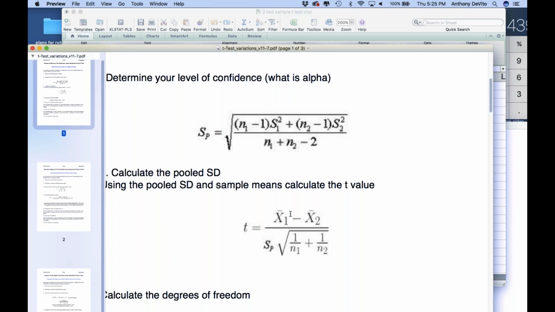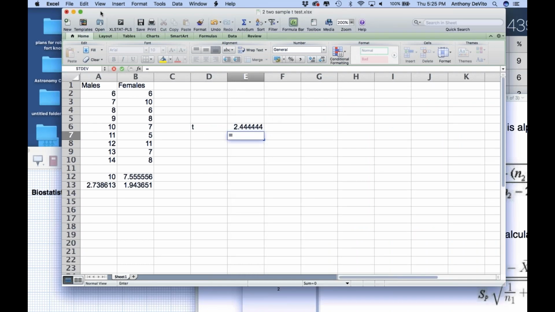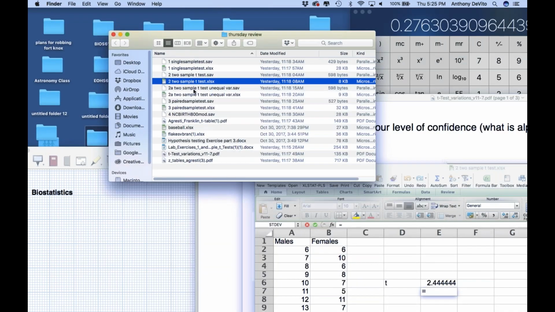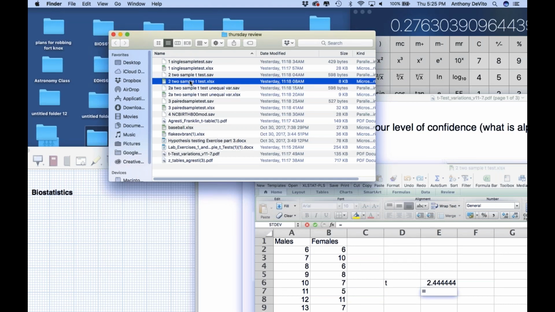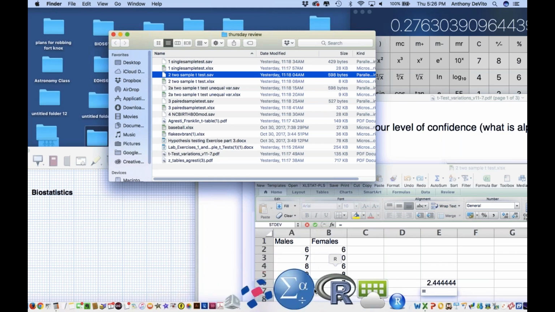Now, instead of doing this in Excel, since I only have a few minutes left, let's do it in SPSS. You may have noticed that in that folder, and make sure you have access to it when I post the video, is also the same sample, two sample t-test.sav. Notice I gave you another example there where they had unequal variances, but I'm going to work with this one first. I'll start up SPSS.